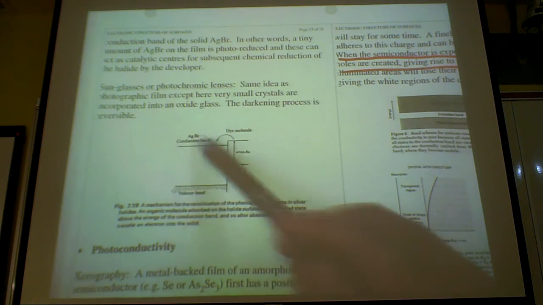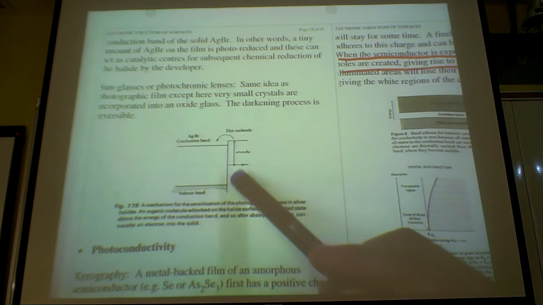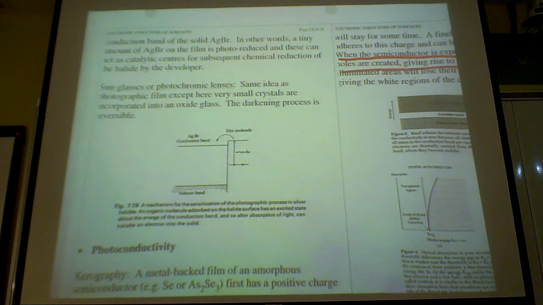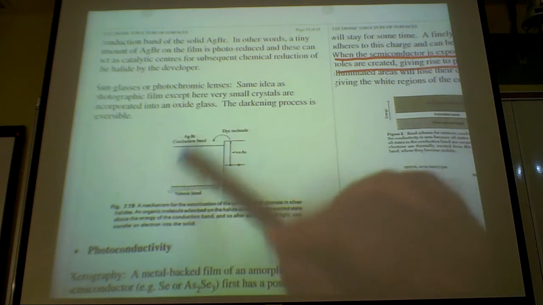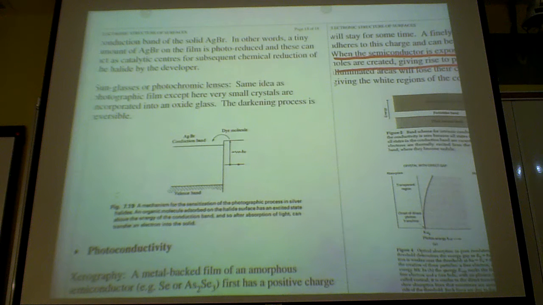This process goes back into the ground state of the dye molecule. So your sunglasses can go from dark to light and dark to light like this. Okay, so what I'm trying to impress on you is that you could have absorption, right? So this is in fact surface chemistry because you excite one material, right?